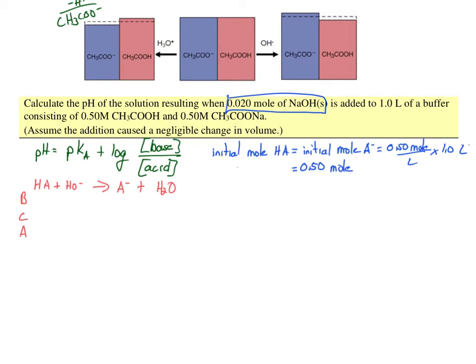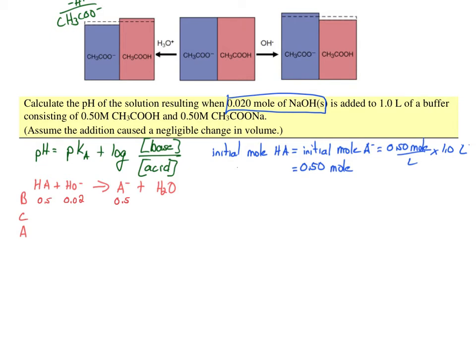I'm going to use a BCA table to keep track of things. BCA tables are very similar to ICE tables, only we're dealing with quantities in terms of moles. We've calculated that we initially have 0.5 moles of both the weak acid and its conjugate base. We've added 0.02 moles of our strong base. So these are the amounts that exist prior to the strong base reacting with the buffer.